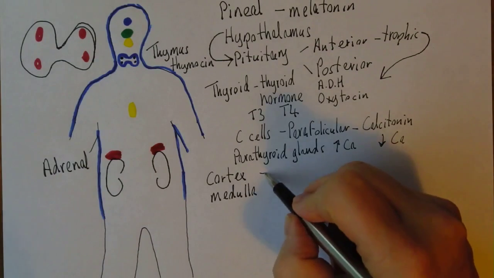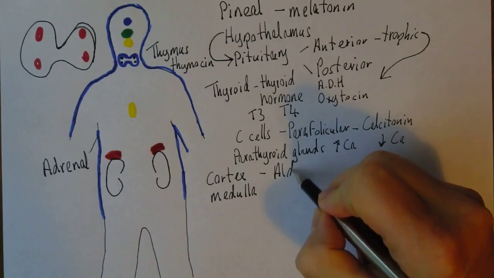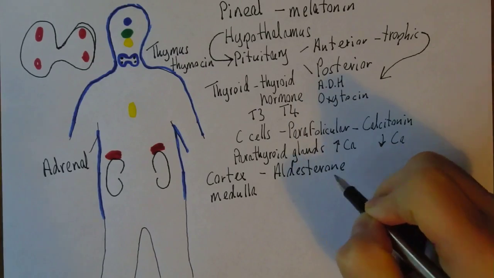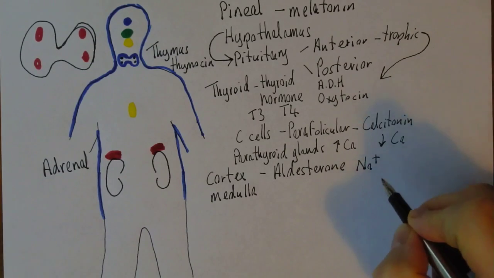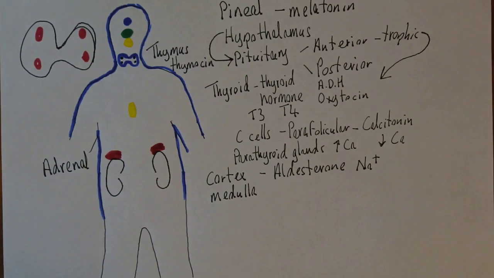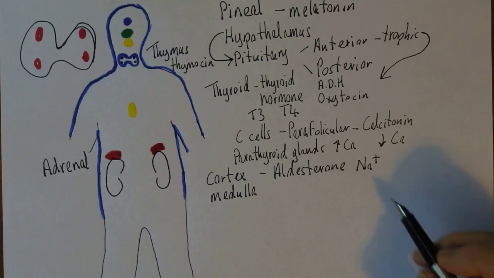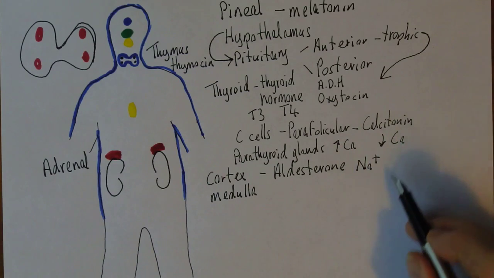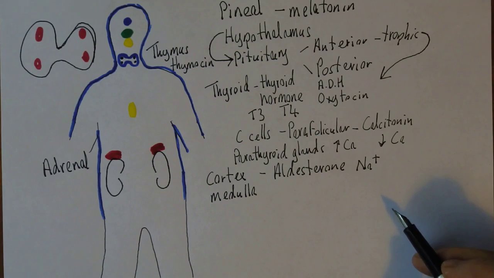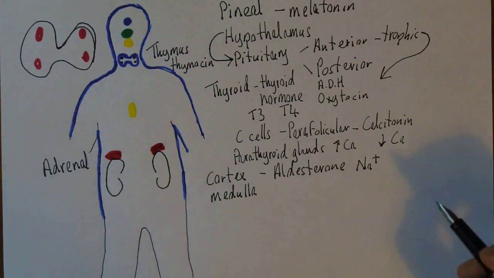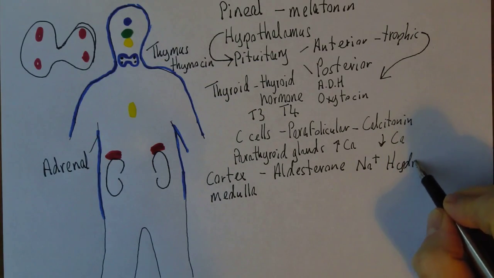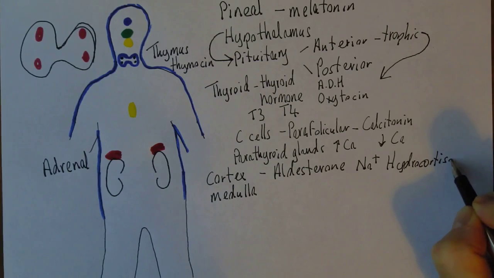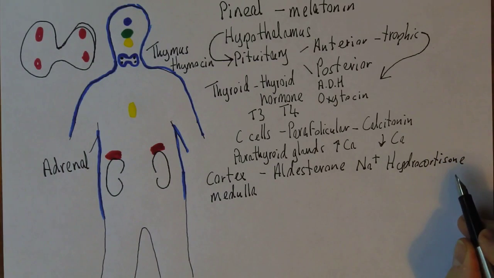So, for example, the cortex produces aldosterone, and the aldosterone will increase the amounts of sodium. It increases the reabsorption of sodium from the renal tubules. We can see these very important homeostatic functions emerging: control of calcium, control of sodium. And it also produces various hormones, but one called hydrocortisone, which is a survival stress hormone, preparing the body for stressful situations.